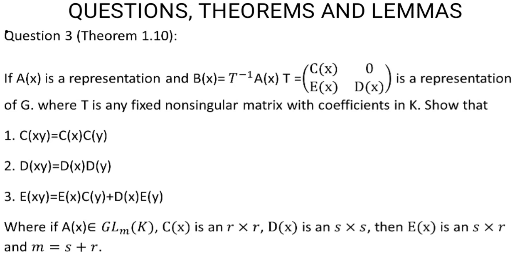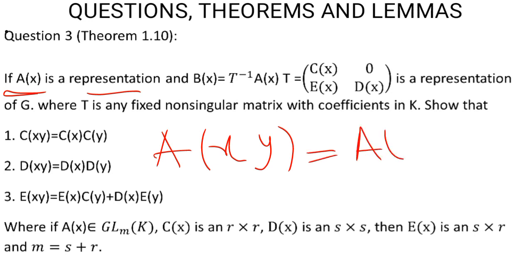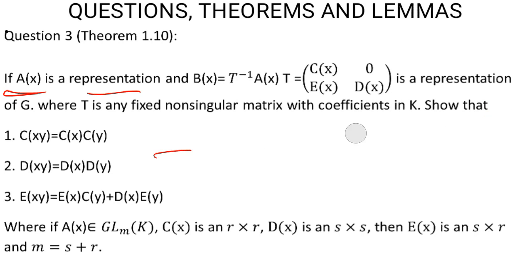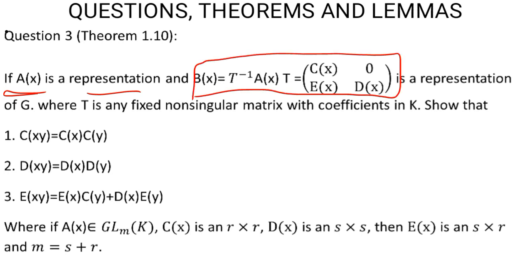So the next question is actually theorem 1.10, that's theorem 1.10 in your lecture notes. And it says if A(x) is a representation, now you know what a representation is. It means that we have A(xy), that is A(x), the matrix satisfies this condition, A(y), okay? So that's what we mean by a representation, okay? So if A(x) is a representation and this B(x), another matrix representation, is a representation of G.